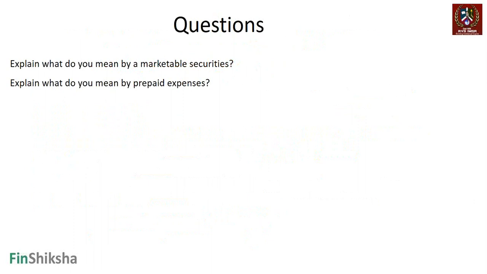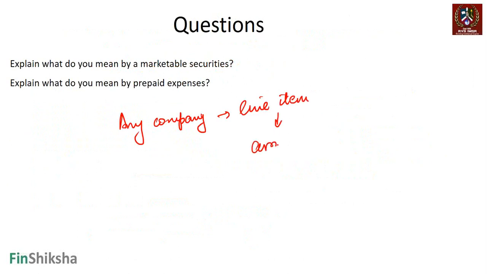As we end this section, a couple of quick questions. Explain what you mean by a marketable security. Explain what you mean by prepaid expenses. I would also want you to do a small case where you pick up any company and look at these line items of current assets, right? So show what these current assets are, what has been the movement in these current assets, what is the inventory number, what is the receivables number for any company. You can pick up any company and try and do that once, right?